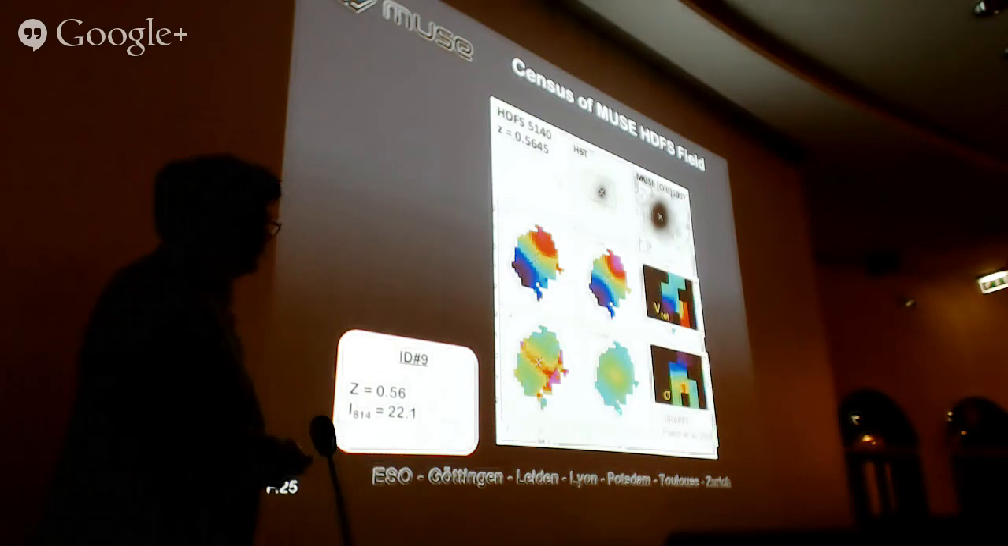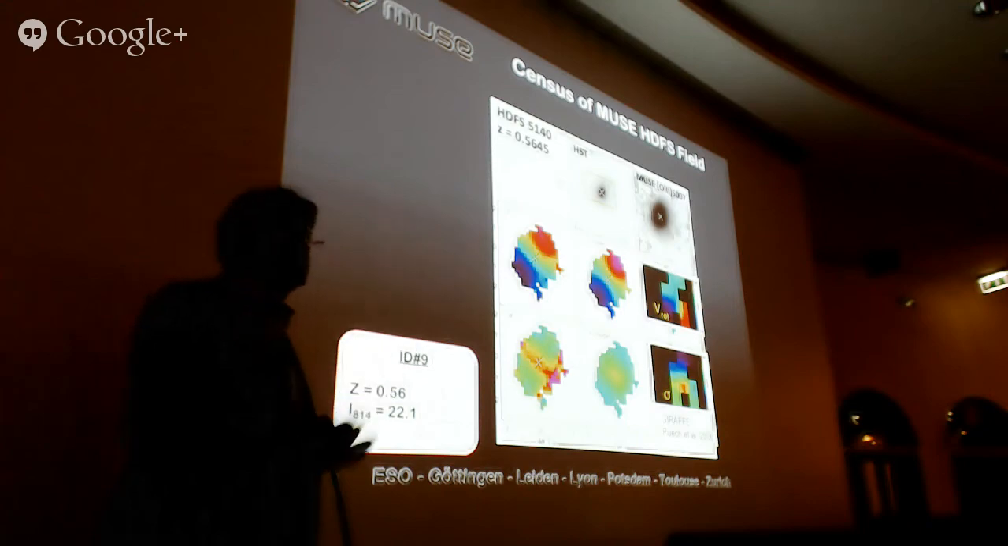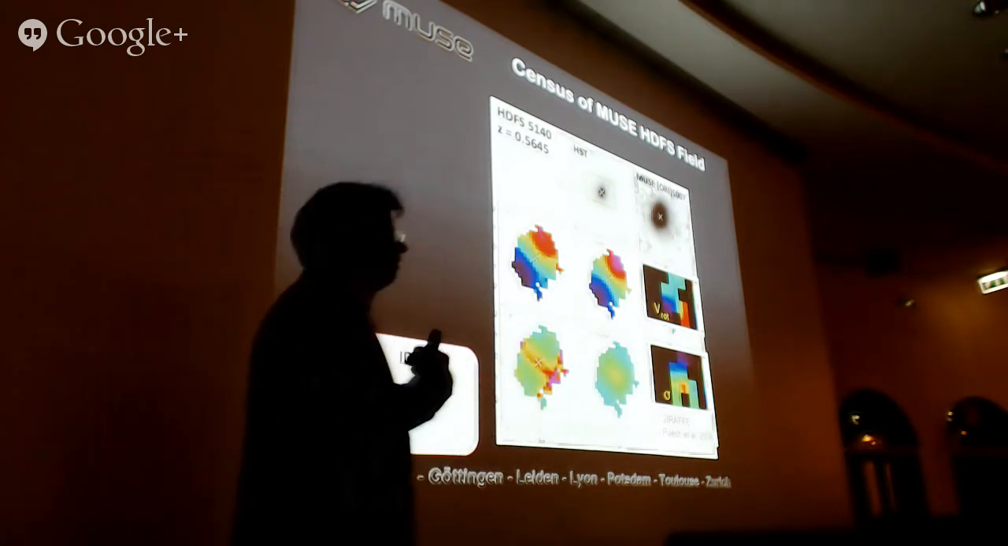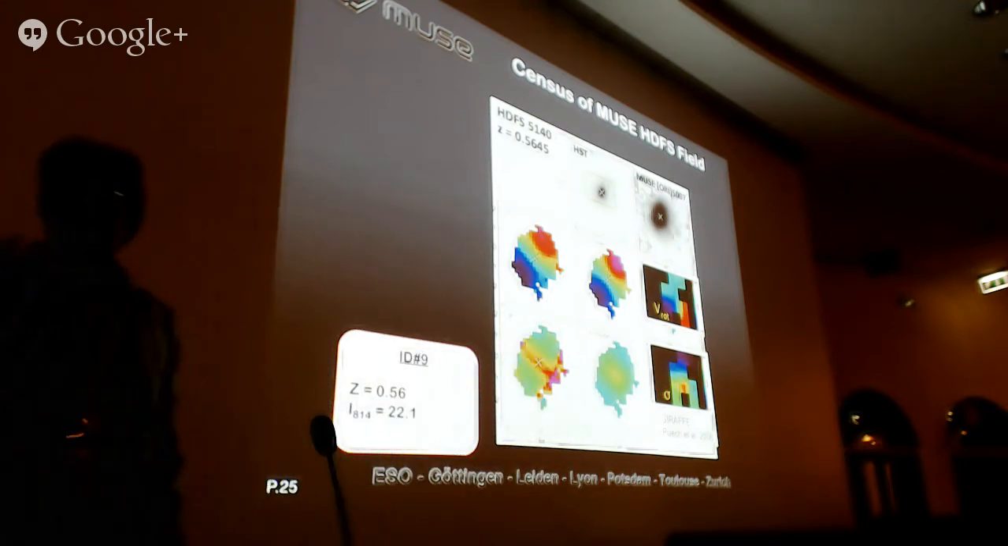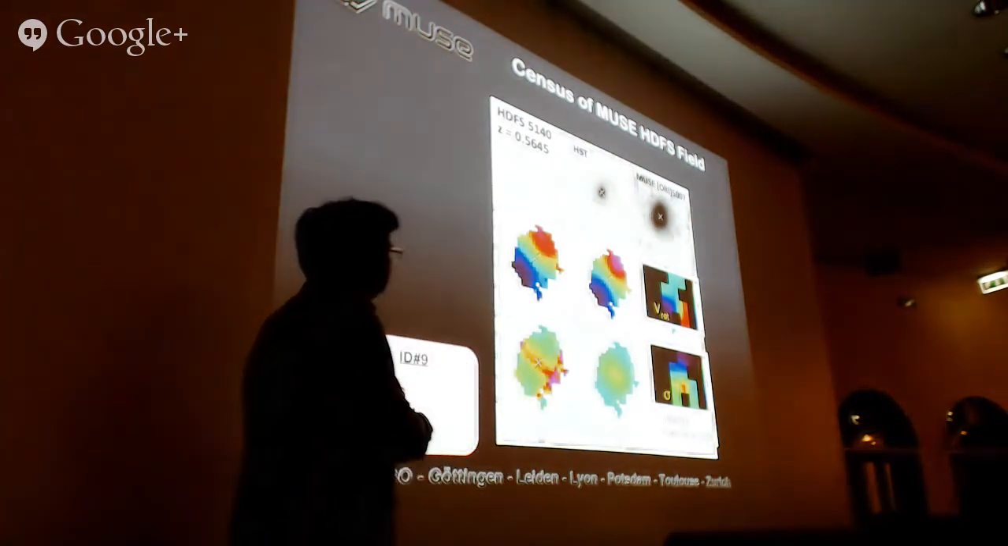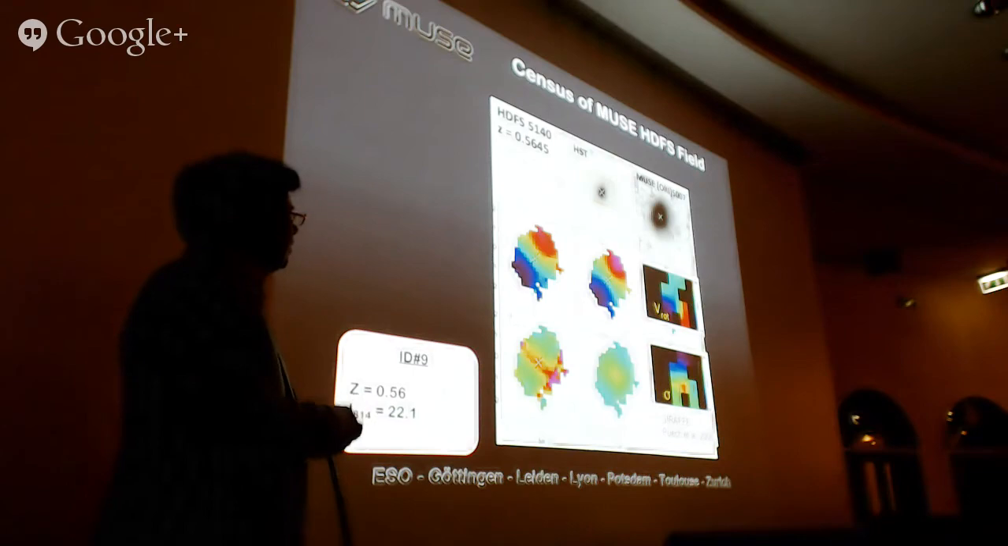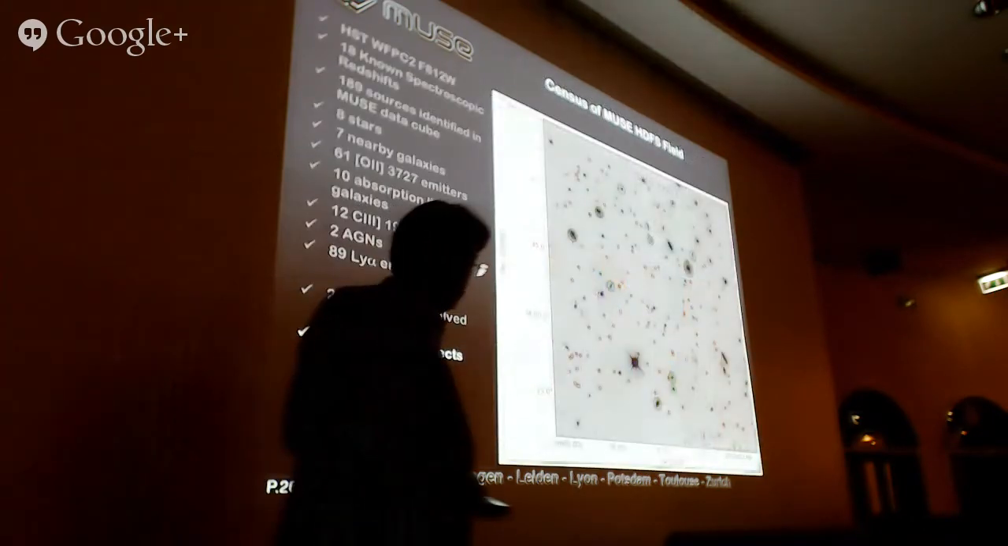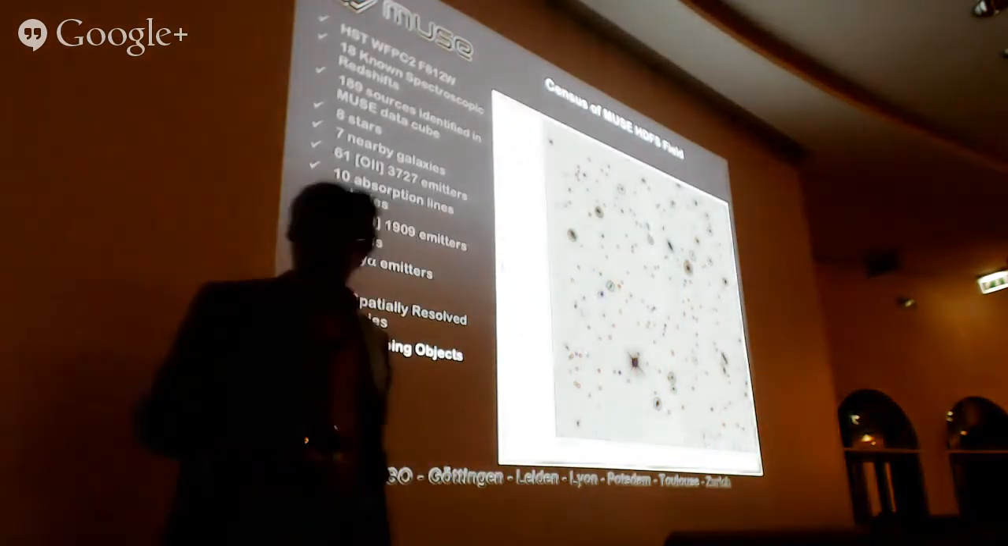Just for comparison, here is the same object observed with GIRAFFE, and you see what the next generation brings you. Really completely different physical properties you will derive from this. Of course, with the other data, you would probably identify this object as a merger, but if you look, they seem to be very regular.